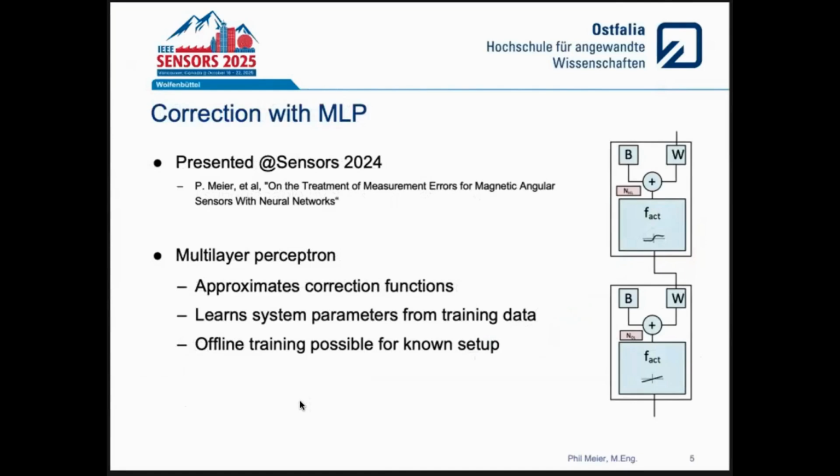This was presented at Sensors last year, where we showed that we can correct the distortion by external magnetic fields, as well as calibration errors, with a simple multi-layer perceptron. And this rather small neural network approximates a correction function and learns the system parameters from a set of training data. It's important to note that we always consider offline training of the network, since if the measurement setup is built, it's finished, and so we can keep the data set and do as many measurements as we like.